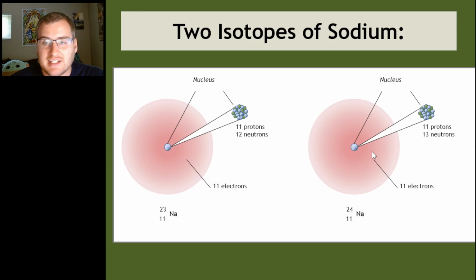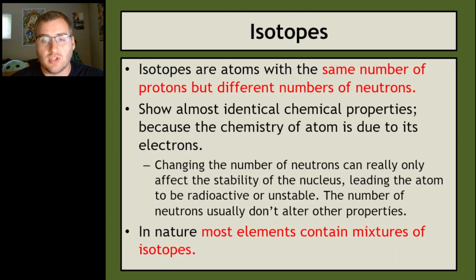They would do the exact same things. They would react with the exact same atoms and their compounds and stuff. It's just that the stability of the nucleus is slightly different between them, meaning some of them are more common, some of them are less common. They show almost identical chemical properties because the chemistry of the atom is due to its electrons. The number of electrons is staying the same in all those examples, so there's not really any differences.